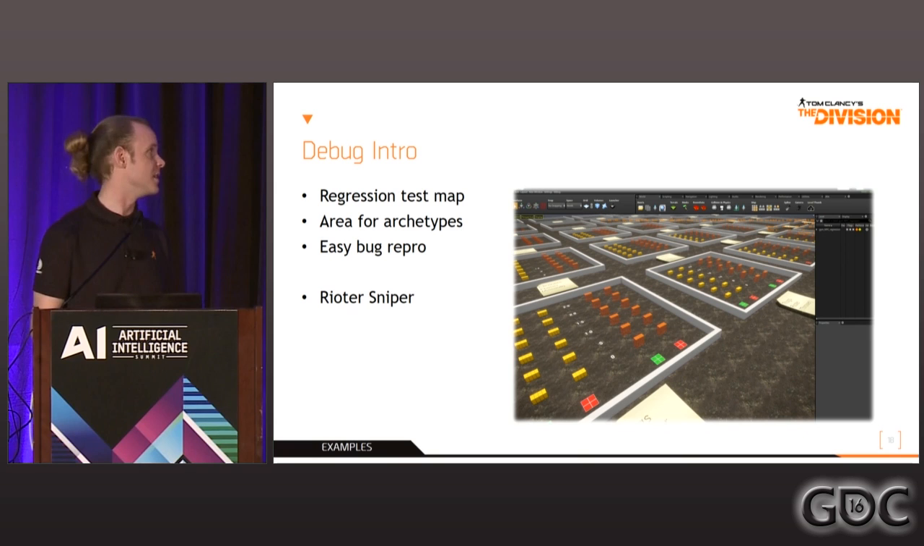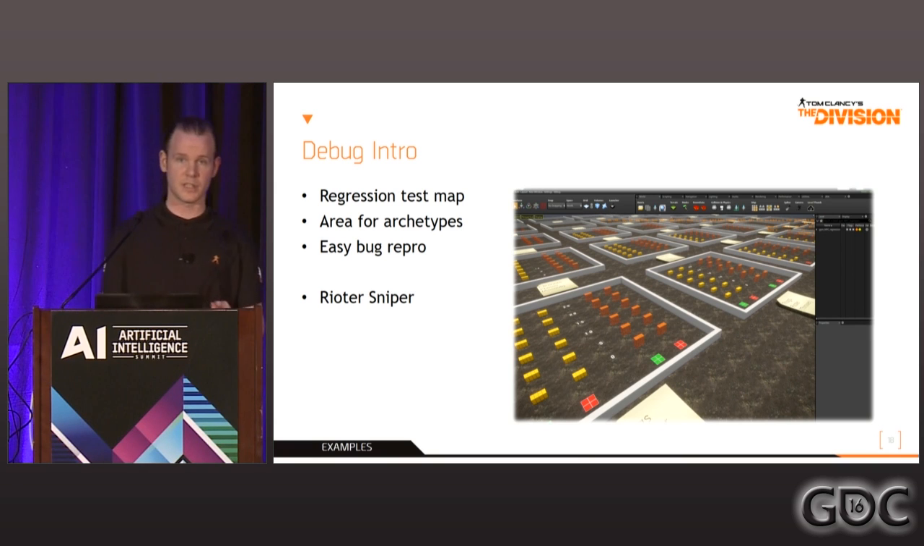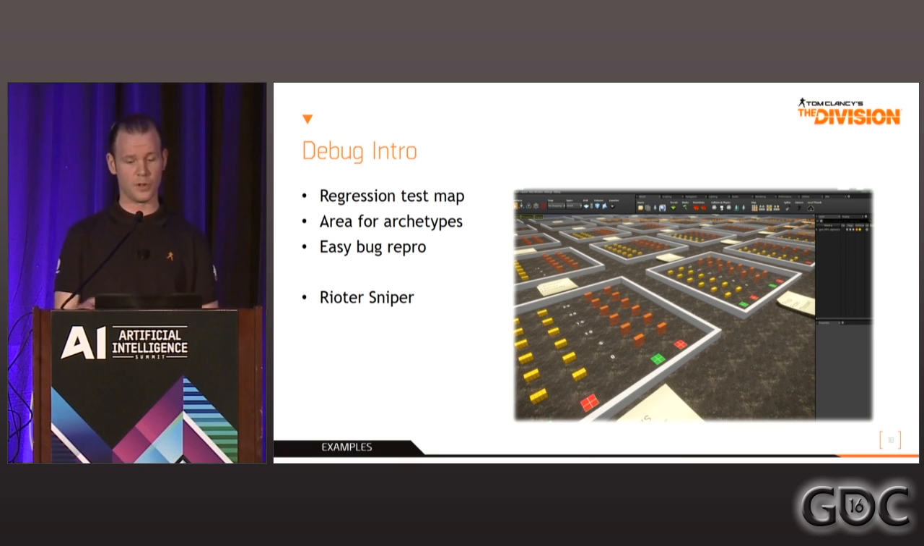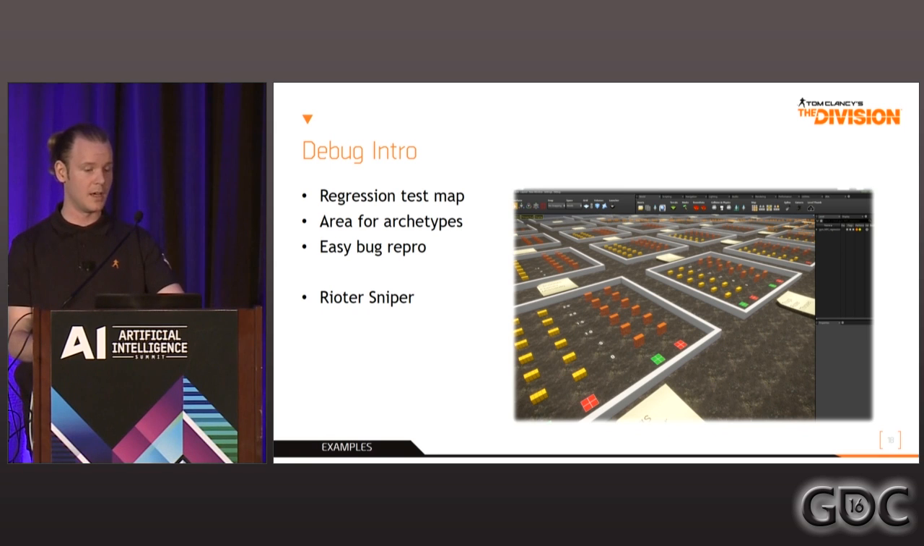What you see here is a regression test map. This specific one has a lot of the archetypes that we use for the game, and it makes for a very easy place for bug repros, especially if you get one of our embedded testers to reproduce it here. It saves a lot of time. In this case, we're going to have a look at the area for the rider sniper.